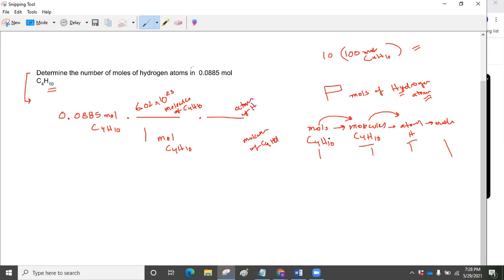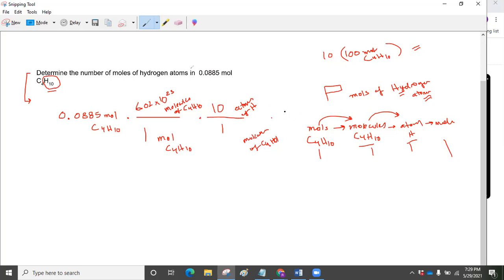Atoms of hydrogen. And so you ask yourself again, you're revisiting the same process, and you wonder, well, do I have a conversion factor which can essentially equate atoms of hydrogen to molecules of C4H10? And the answer is yes, because you know that there are 10 hydrogen atoms per molecule, right? So there are 10 hydrogen atoms per 1 molecule of C4H10. And that gives you how many atoms of hydrogen there are.